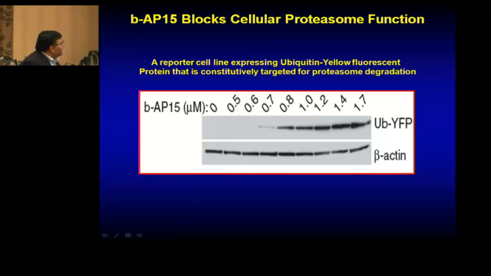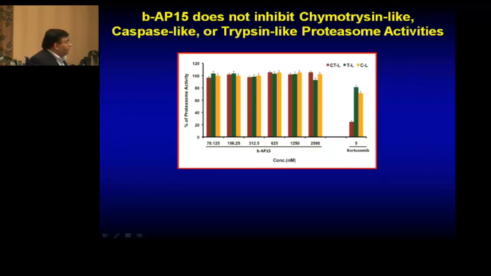If you take this cell line and treat it with AP15, there is a dose-dependent accumulation of our reporter protein, suggesting that proteasome function itself is now blocked. Interestingly, we do not see a blockade in the proteolytic activity of the proteasomes, as shown here. All three proteolytic activities, chymotrypsin-like, trypsin-like, and caspase-like, had no decrease in activity, whereas bortezomib served as a positive control and showed inhibition of activity.